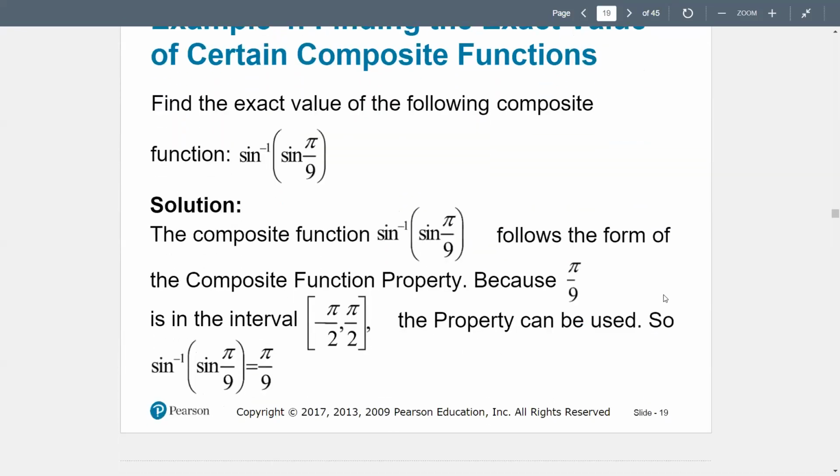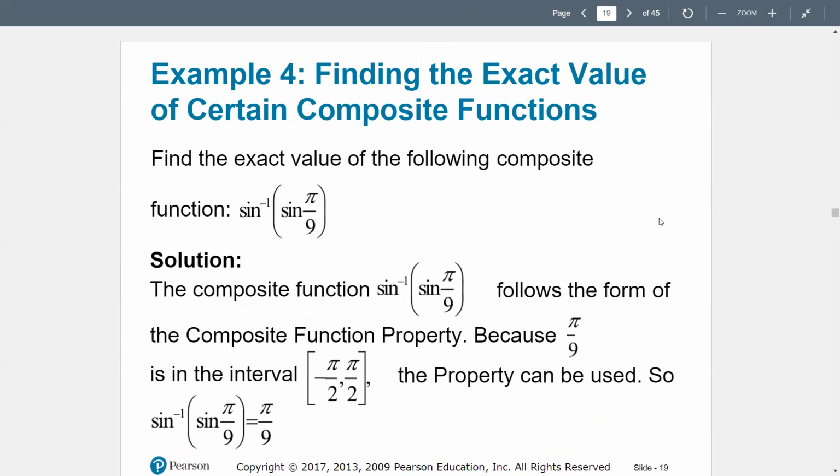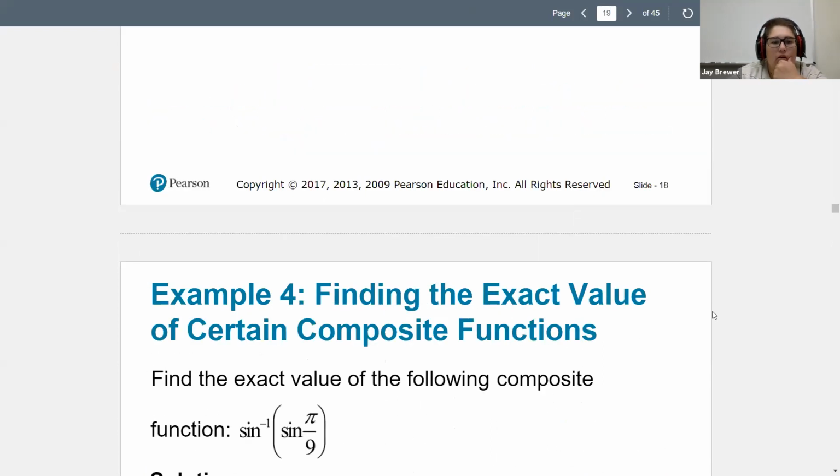Okay. Do you guys have any questions up to this point before we keep going? Just want to know if you have any questions. All right. Then if you do not have a question, using property 1, what do you think the answer would be for sine inverse of sine pi over 9? What's it going to be according to our definition of the property? It will equal pi over 9.